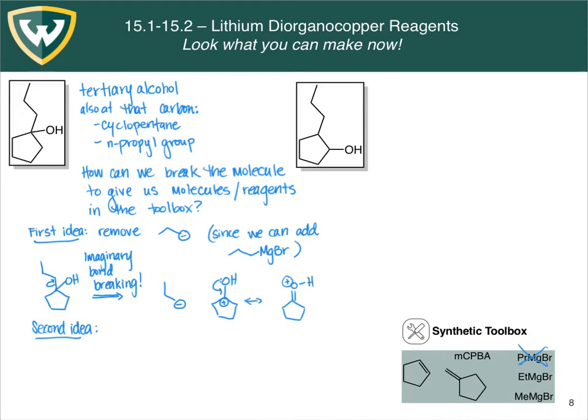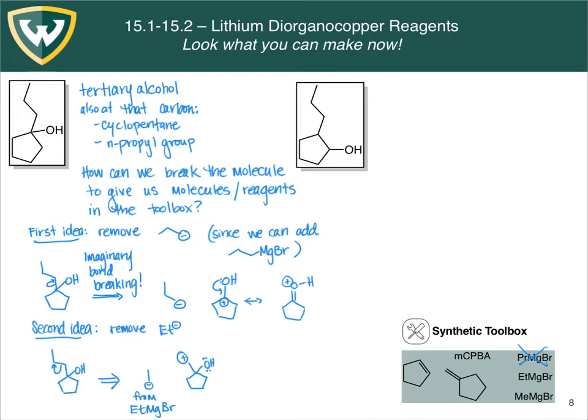So now let's think about how we might remove an ethyl anion, which would be what we can add by using ethyl magnesium bromide. To do that, we're going to break this carbon-carbon bond, because that's going to give us CH3CH2 minus, which we can get from ethyl magnesium bromide. And then we need to draw the other product of this arrow, which is the carbocation on this position.